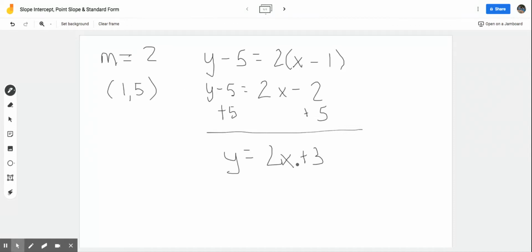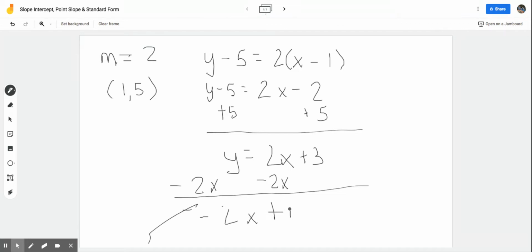And we know that it's an easy one-step process to be able to go into standard form. All we have to do is get our x and y terms together. And so I have negative 2x plus y is equal to 3.